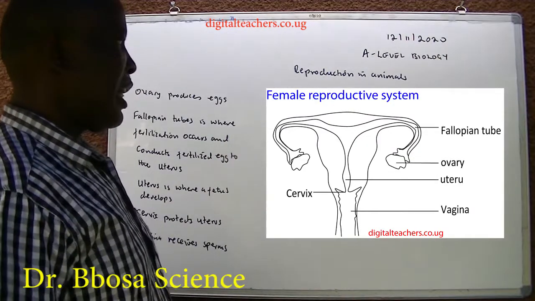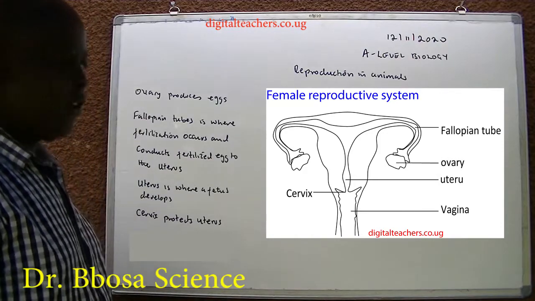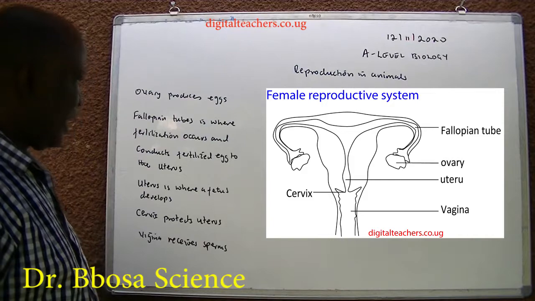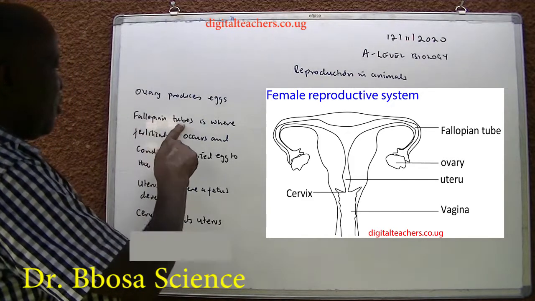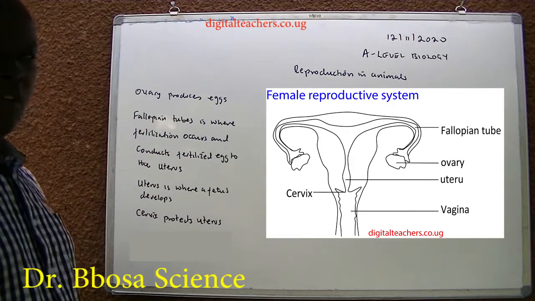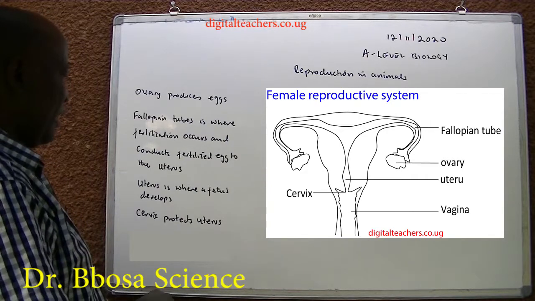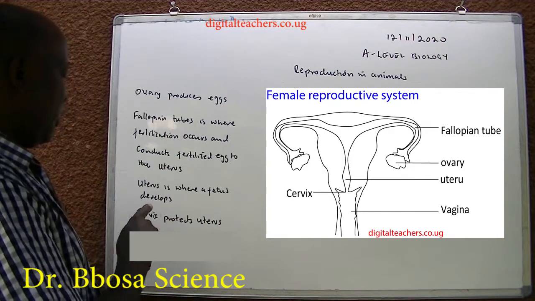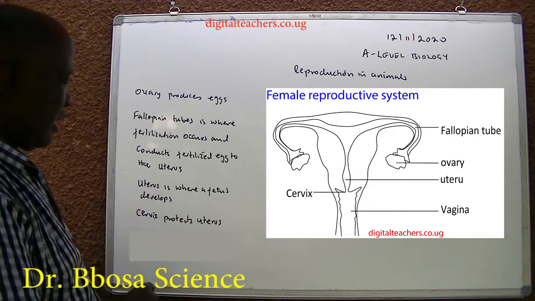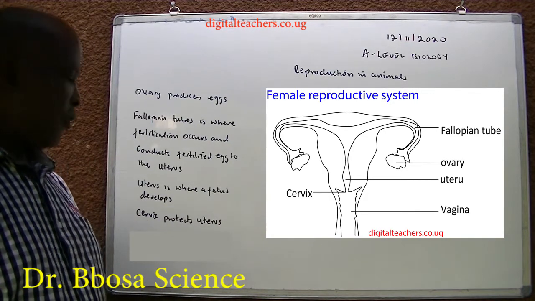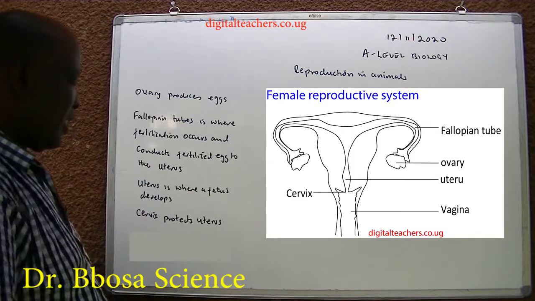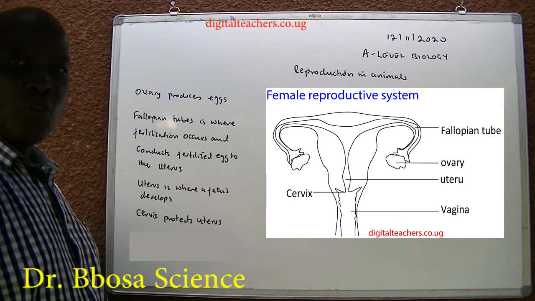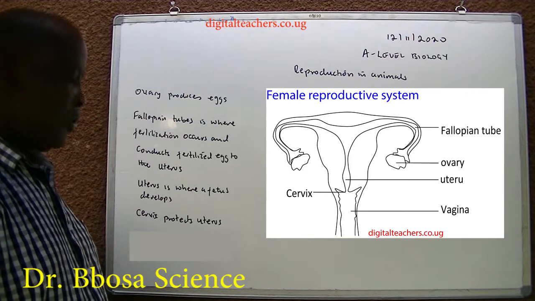Parts of female reproductive system are shown in the diagram below. The ovary produces eggs. Fallopian tubes is where fertilization occurs and conducts fertilized egg to the uterus. The uterus is where the fetus develops. The cervix protects the uterus, controls the entry into the uterus.